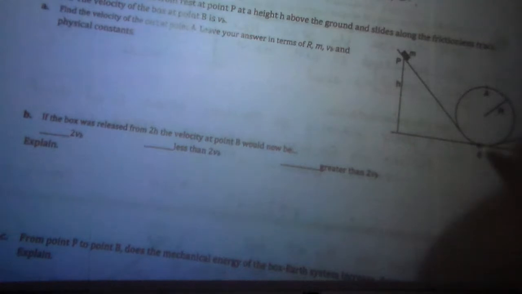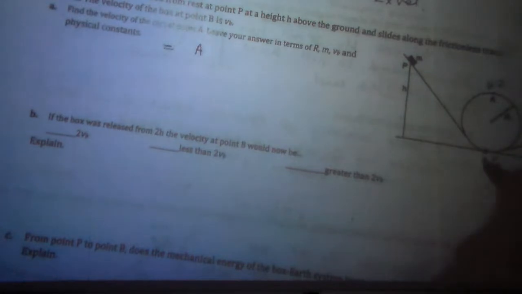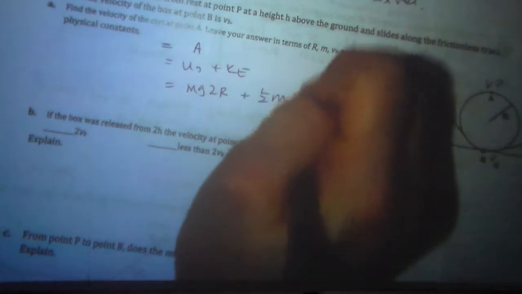Alright, 5. Released from rest at point P, height h, frictionless, so energy is conserved. The velocity at B is VB, and I want to find the velocity right here. So I definitely need to have point A in there, right, equals energy at A, because that's what I'm looking for. At A, you've got both potential and kinetic. The height at point A is twice the radius, so mg 2 radiuses plus 1/2 mva squared.